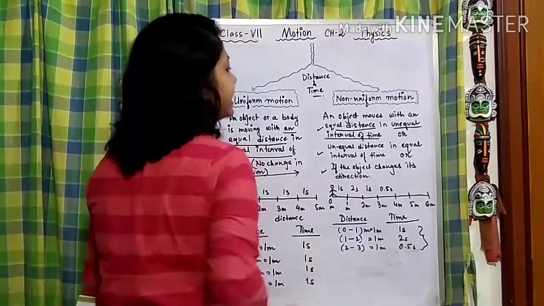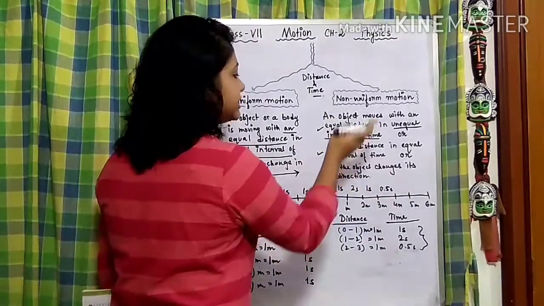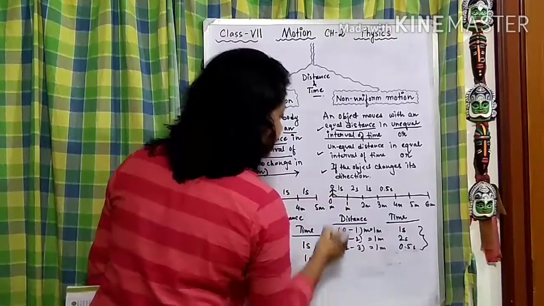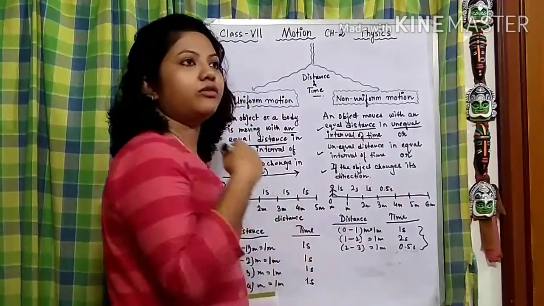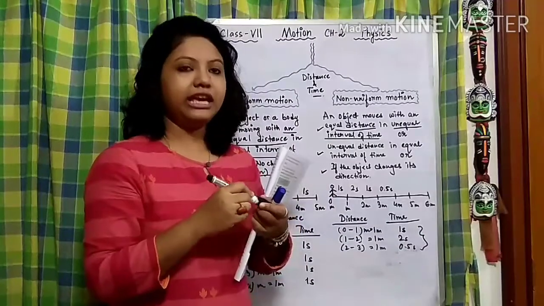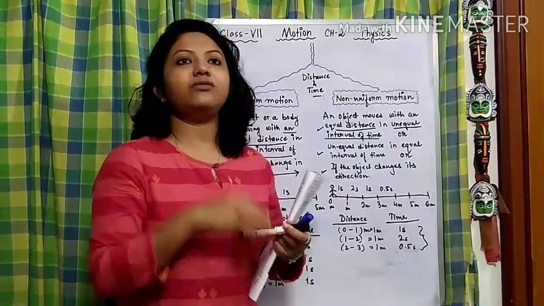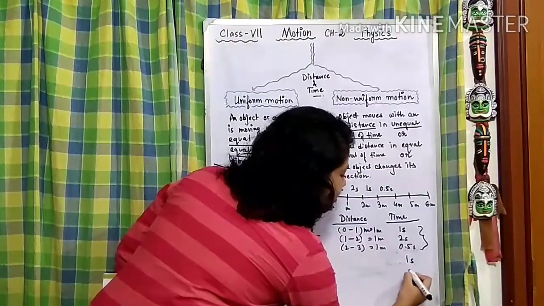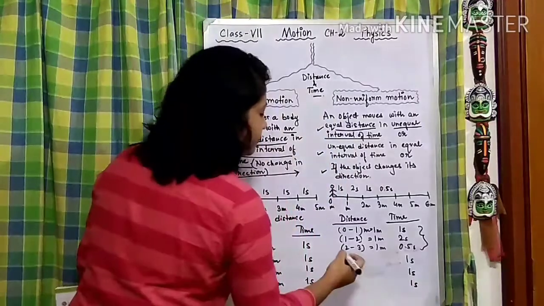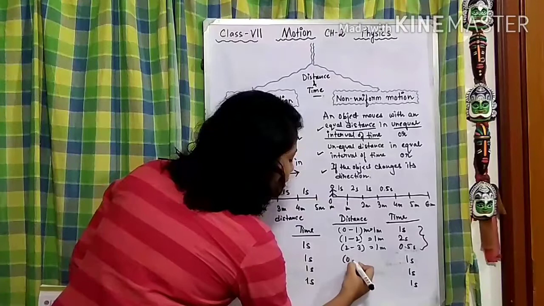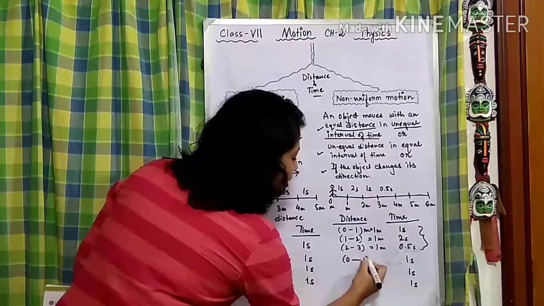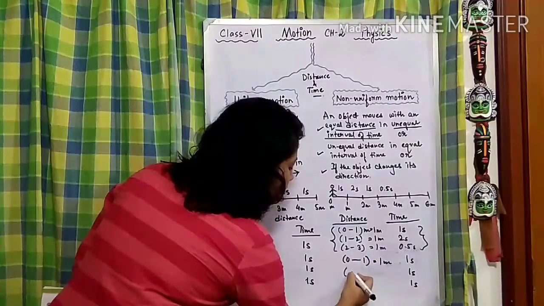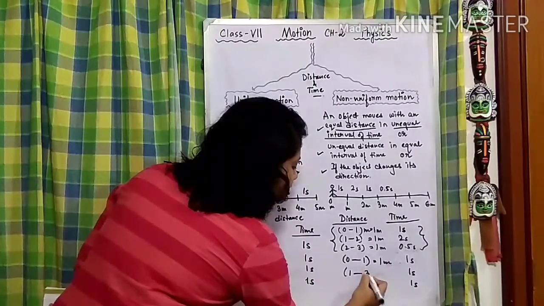Now coming to the second condition, unequal distance in equal interval of time. Here the person starts moving from 0. Let the time be fixed: 1 second, 1 second, 1 second. This person started moving from 0. In 1 second, he moved to 1 meter. Now from 1 meter, he moved till 3 meters.